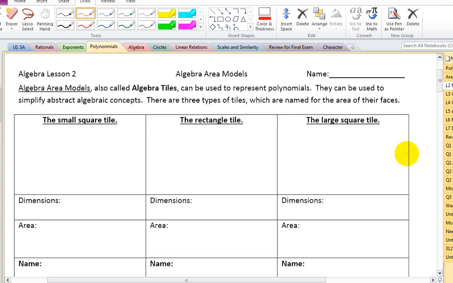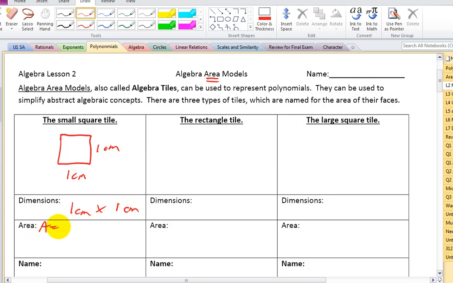It's unbelievable how important this is. Okay. So a small square, if you actually measured it, it would be 1 centimeter by 1 centimeter. Now we call these algebra area models because what would be the area of this piece? Well, 1 centimeter by 1 centimeter, and area is length times width, or s squared, right?